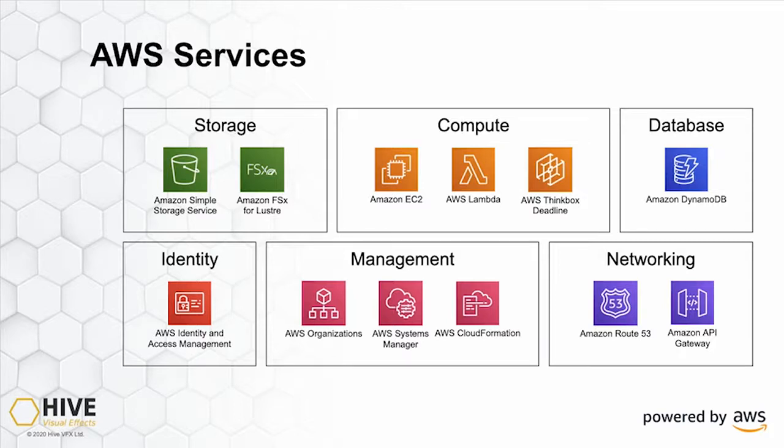On the management side, we'll look at AWS Organizations, AWS Systems Manager, in particular the parameter store, and CloudFormation for our infrastructure deployments. For our network interface from the outside world, we'll see how Route 53 and Amazon API Gateway can help us provide users with on-demand access to resources.